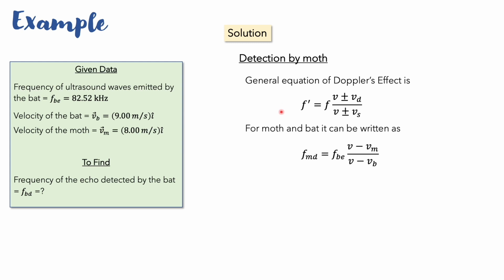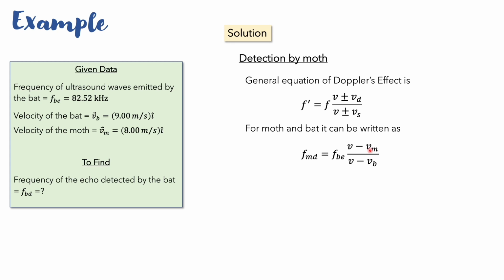And since the moth is moving away from the bat and the bat is moving towards the moth, we can write it like this. Just remember the formulas from before. When the detector was moving away, we have to use a negative sign, right? And when the source is moving towards the detector, then we have to use a negative sign here, because this one is the velocity of the detector, and this one is the velocity of the source.